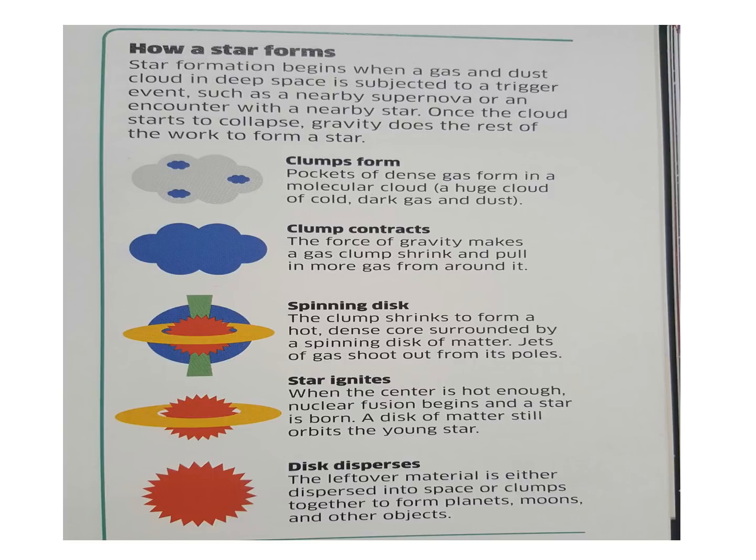Disk disperses. The leftover material is either dispersed into space or clumps together to form planets, moons, and other objects. And so this formation of stars is the exact way that our solar system has formed after our sun was created.